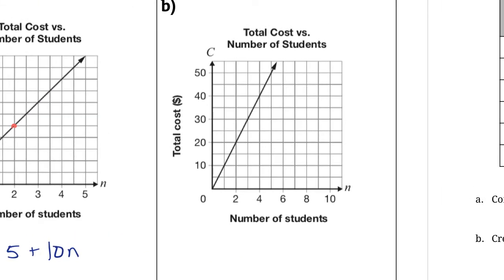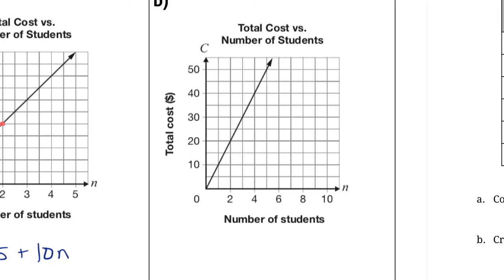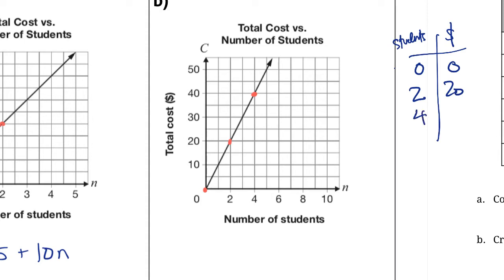Let's do the same thing for relationship B. So we're going to create a quick table here. So again, to find the points, I think these are good points. 0, 2, 4, right? Those are good points to pick. They fall right in the corners. So I'm going to make a very quick table here. So we're going to have students and dollars. So you might notice if there are 0 students that go on this trip, it's going to cost $0. That first red point there is down in the corner, right? If 2 students go on the trip, it's going to cost $20. And if 4 students go on the trip, it's going to cost $40.